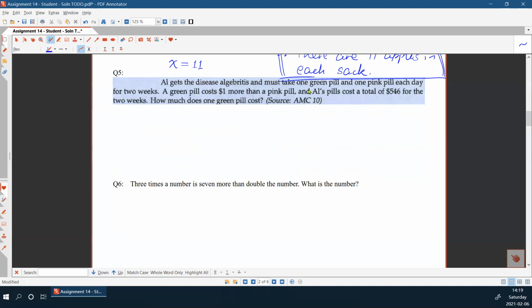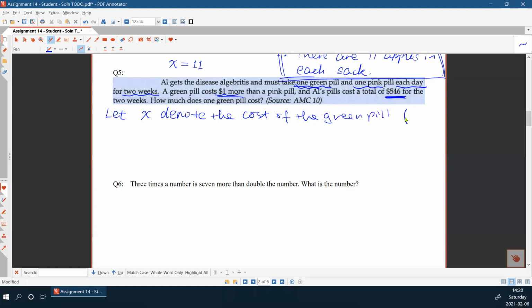Okay, again, pay attention to all the numbers here. 1 green pill, 1 pink pill each day. 2 weeks. A green pill costs $1 more than a pink pill and the total cost is 546. Okay, pay attention to all the numbers. And it asks you to find the cost of a green pill. So you don't know the cost of the green pill, right? So we can use a letter X to denote the cost of the green pill.